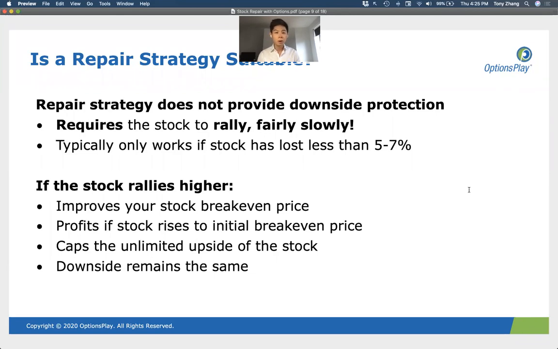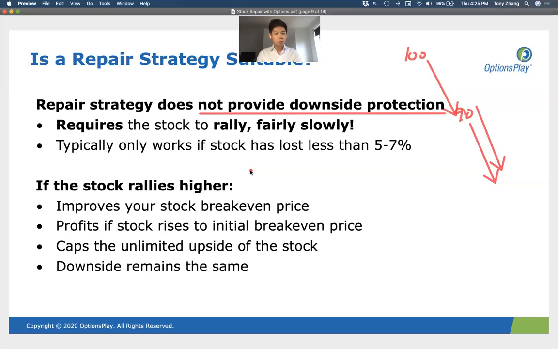So the first thing I want to make sure everyone understands about a repair strategy using options is that it does not provide any further downside protection. So if a stock is trading at 100, it declines to 90, and you put on a repair trade, and instead of the stock going higher, the stock continues to move lower, the repair trade does not stop you from losing any more money. You will continue to lose money if the stock keeps going lower. So that's still the risk that you take after you put on a repair trade.